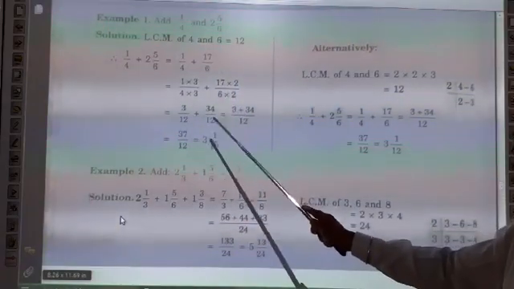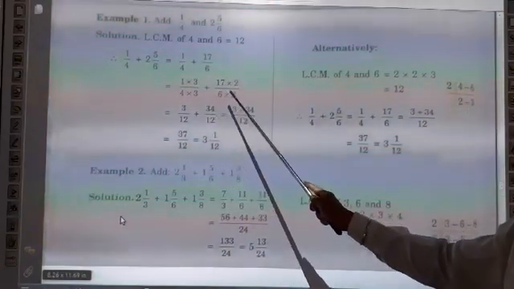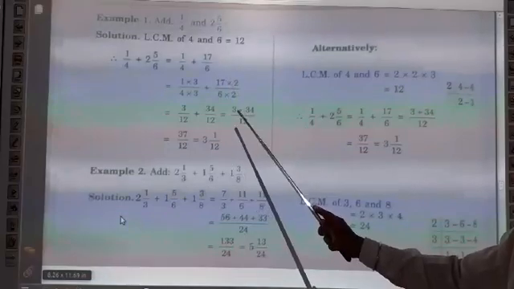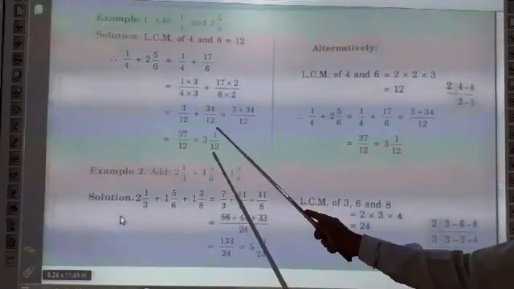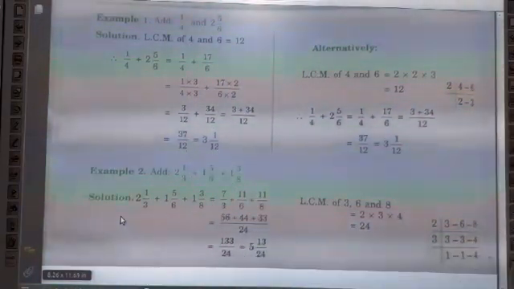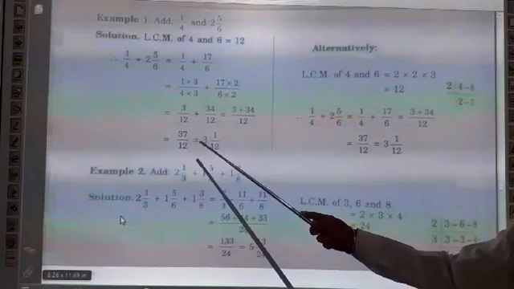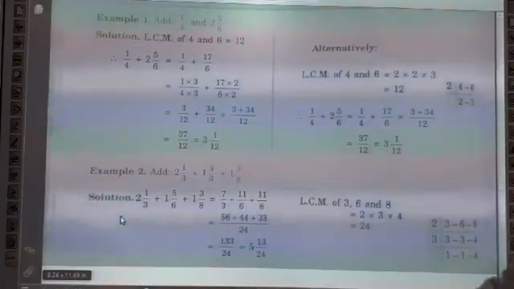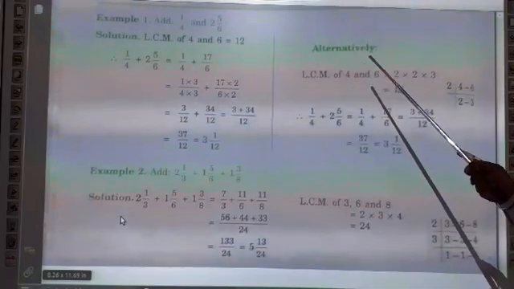3 upon 12 plus 17 twos are 34 upon 6 twos are 12. 34 plus 3 upon 12 is equal to 37 upon 12. Now convert into mixed fraction: 3 1 upon 12. Alternative method.